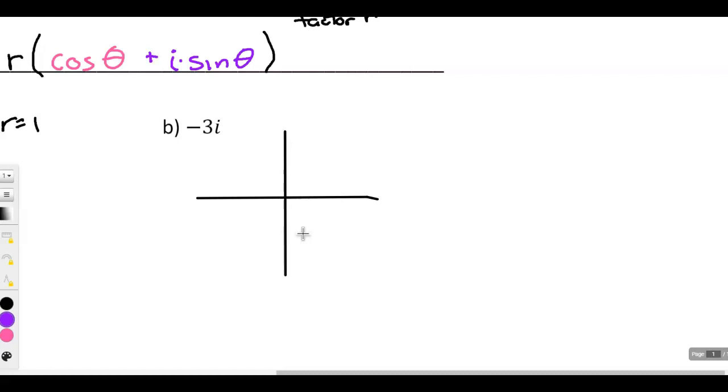And we didn't do this on the last one, but it might be good to graph it. So if you graph it, maybe you could figure out the radius geometrically, right? Instead of analytically by thinking about the value. So where would negative 3i be graphed?